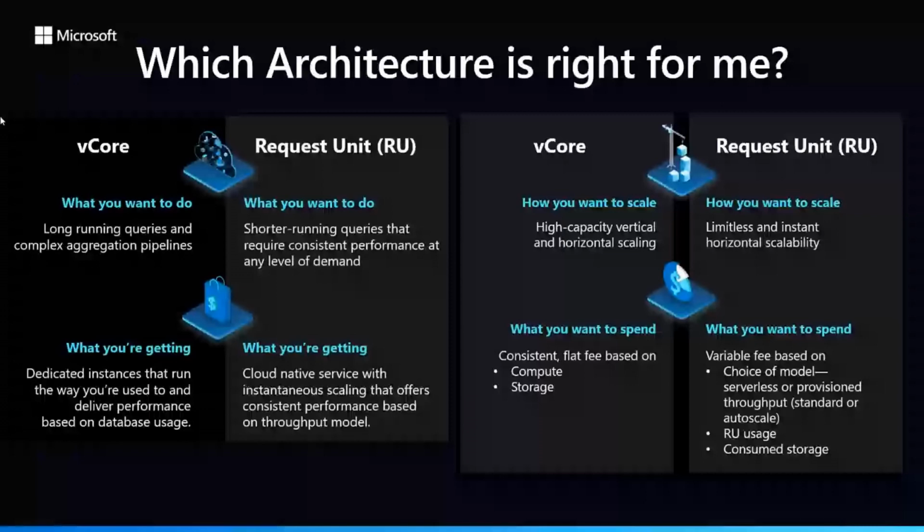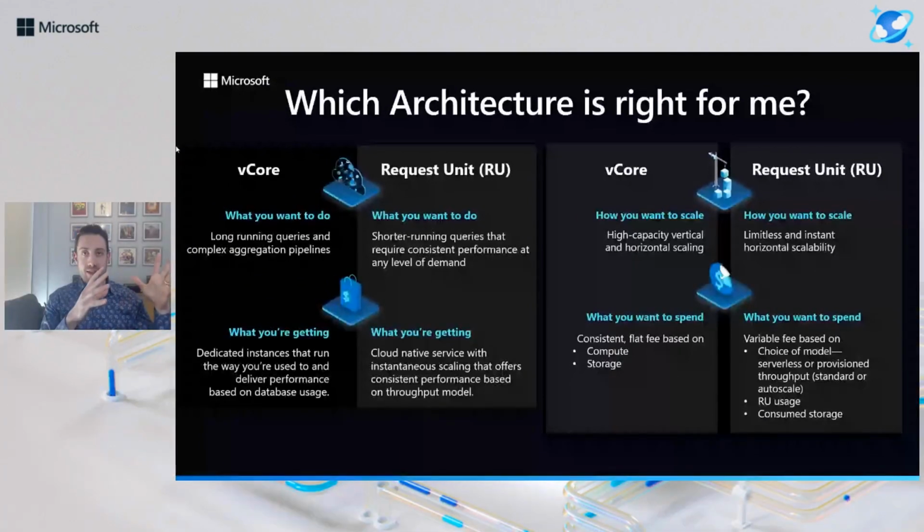Lastly, in terms of scaling with vCores, as I mentioned earlier, you can scale up horizontally as well as vertically by a lot. With request units, you're mostly scaling horizontally by sharding, which is done automatically for you by Cosmos DB. Lastly, in terms of pricing and how you're spending, in the vCore offering, you have a consistent flat fee based on compute and based on storage. In request units, the fee is variable and it all depends on your usage and capacity model. But in general, the way it's structured is based on throughput and it's based on consumed storage.